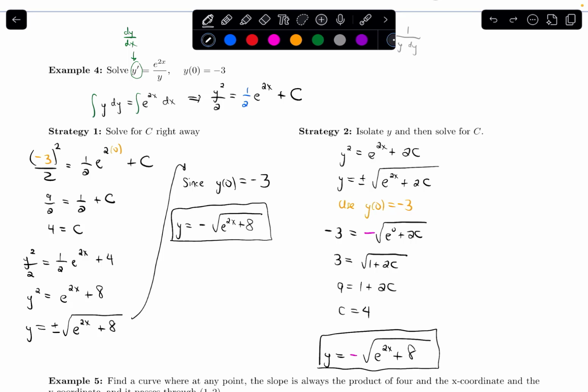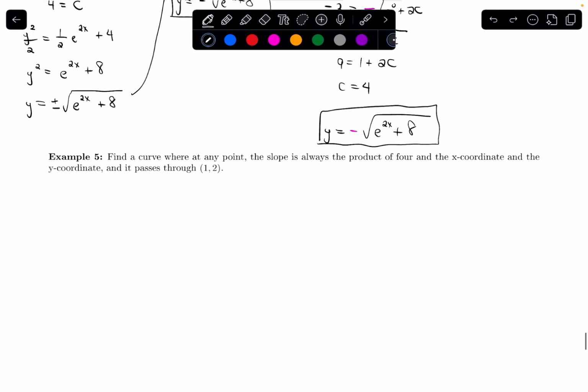All right, so let's end the video with one final example. Now let's suppose I want to find a curve where at any point the slope is always the product of 4 and the x-coordinate and the y-coordinate, and it passes through (1, 2). All right, so we have this word problem, so let's start to break this down. The first thing that I want to do is find the key verb that's going to help us translate this to an equation, and that's "is." Is means an equal sign.